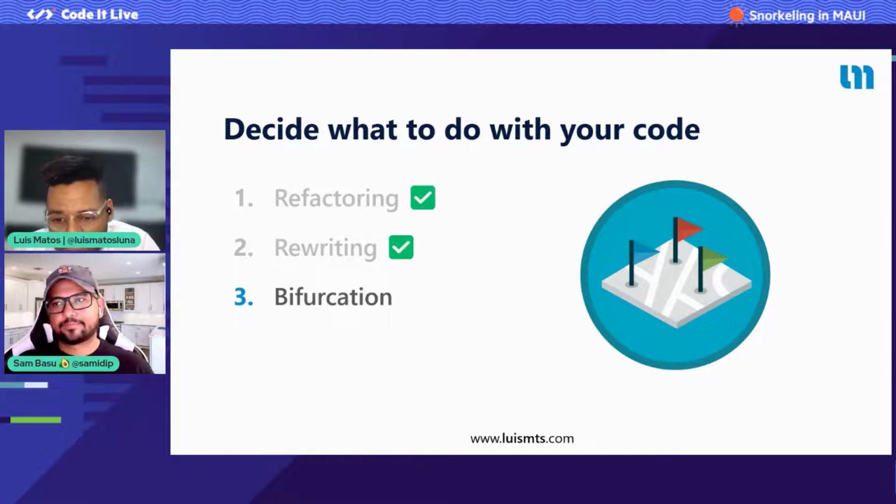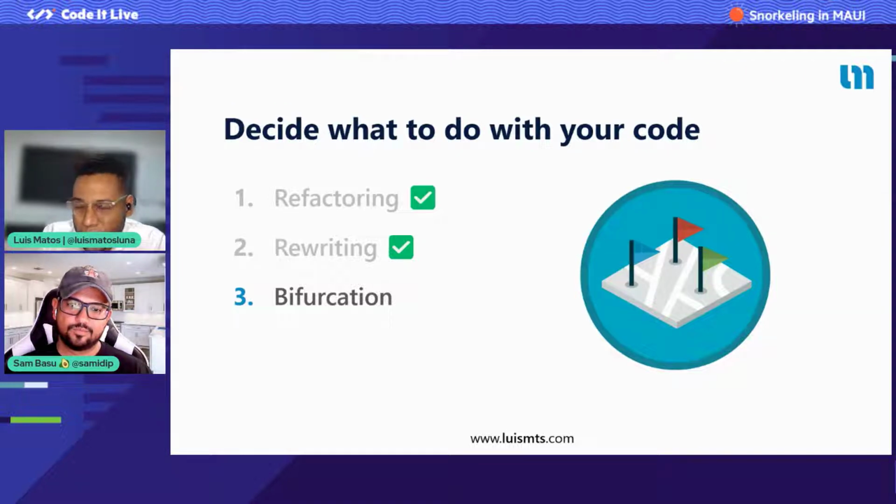When we talk about bifurcation, we're talking about that we take the old Xamarin code, we copy that code, and we paste that code in a new .NET 6 project. And with that, we just need to make sure that our project is running properly, and that's it.